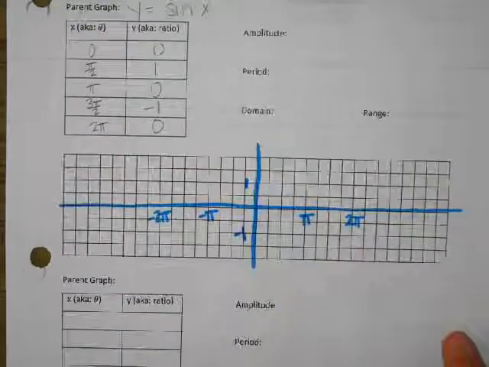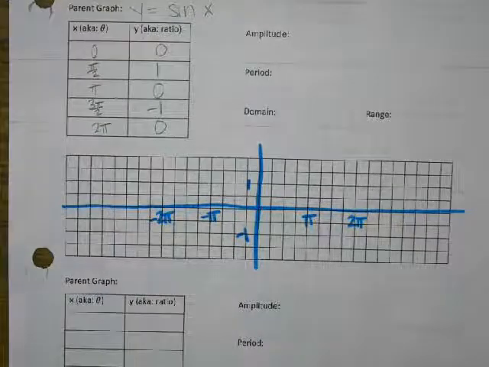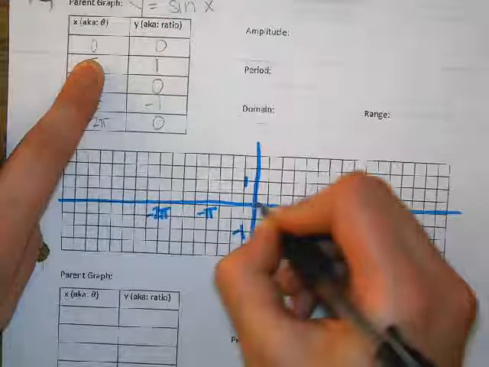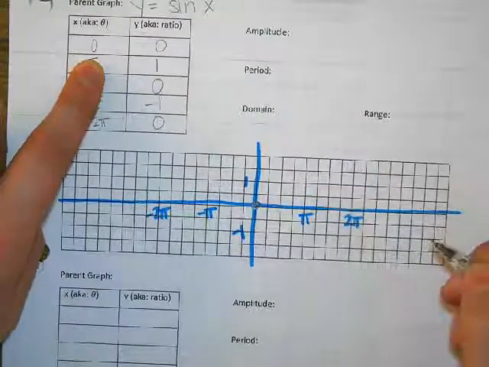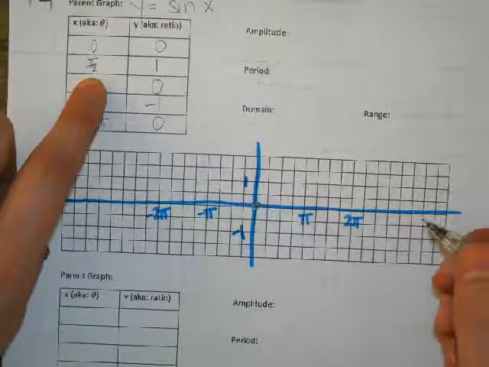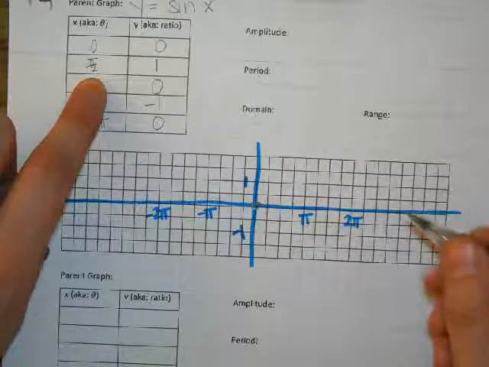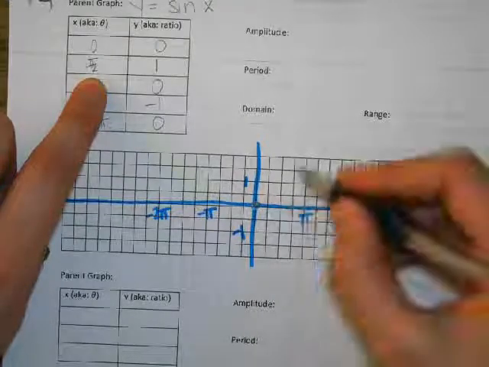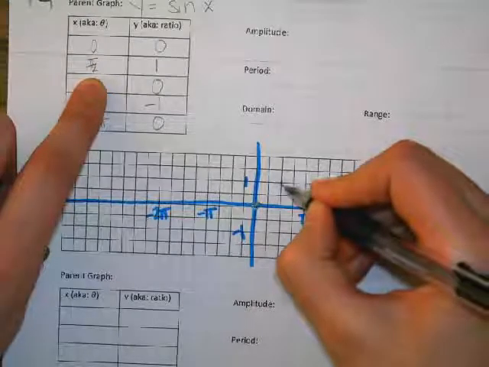All right. So now we're going to go ahead and plot these points. We have the point 0, 0, right there in the middle. We have the point pi halves and 1. Where do you guys think pi halves is going to be? Yeah, it's going to be to the right too. It's right in the middle of 0 and pi. So pi halves and then go up 1.